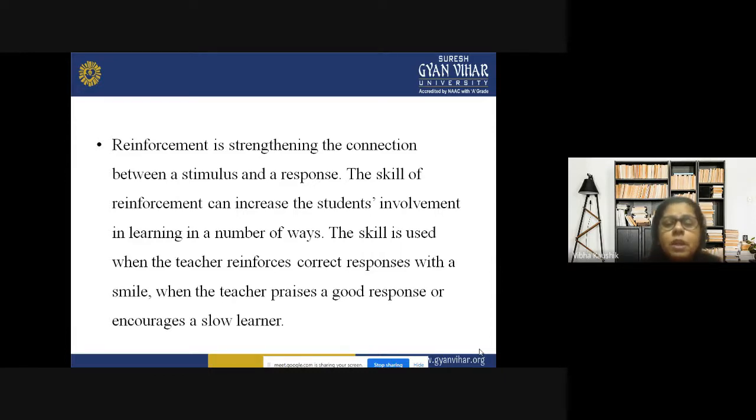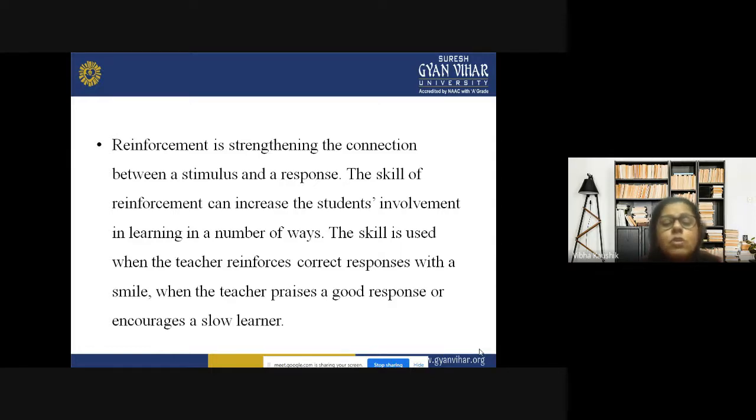The skill of reinforcement can increase the students' involvement in learning in a number of ways. If the teacher gives the reinforcement to the students who have given the correct answer to the question, then what will happen? The teacher will give the reinforcement to the learner who has given the correct answer. It means the skill of reinforcement can increase the students' involvement. And when the teacher has given some feedback, the students will be motivated to get involved in the learning process, and it will definitely improve their efficiency.